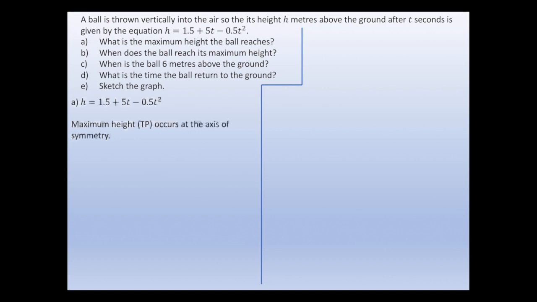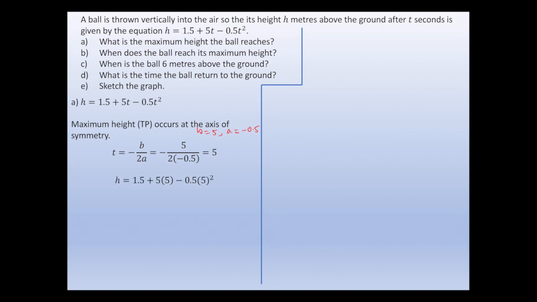Now we know that h equals 1.5 plus 5t minus 0.5t squared, and we also know that the maximum height or the turning point occurs at the axis of symmetry. So we can use x equals minus b over 2a, or in this case, because we are using h and t, it is t equals minus b over 2a. And we know that b is 5 and a is minus 0.5.